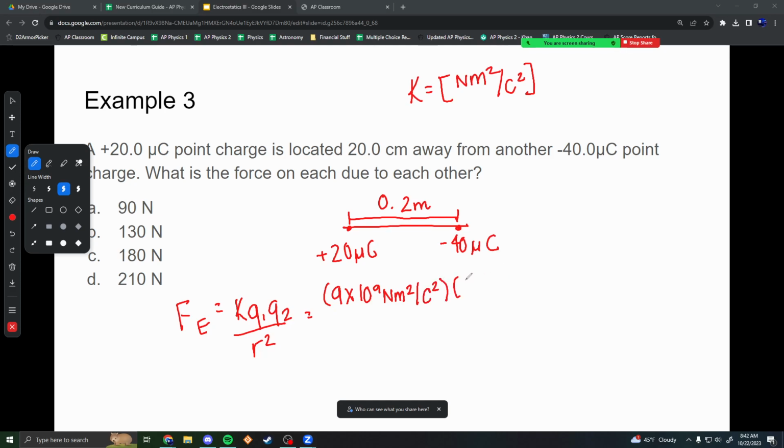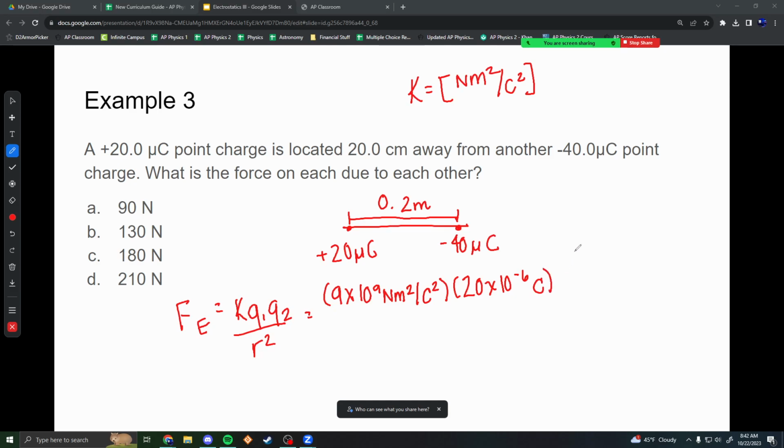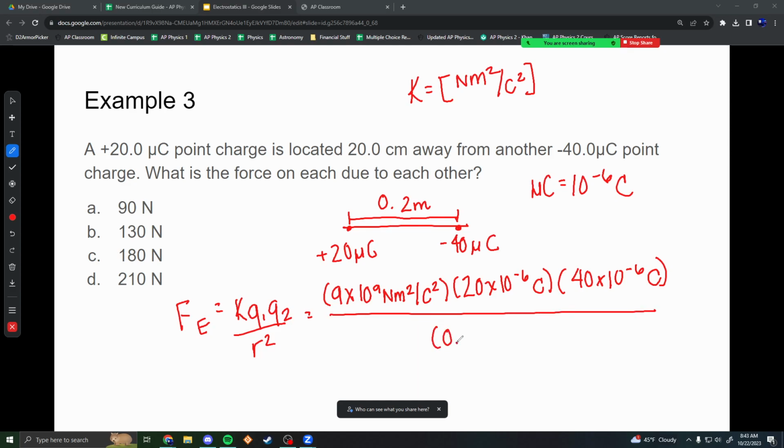The charge on object 1 is 20 times 10 to the negative 6, because remember, micro is 10 to the negative 6 coulombs. And then I'm just going to put the magnitude once again, and then I'll take a look at whether this is an attractive or repulsive force. So 40 times 10 to the negative 6 coulombs, all divided by 0.2 meters squared. And when you do that out, you'll get 180 newtons.